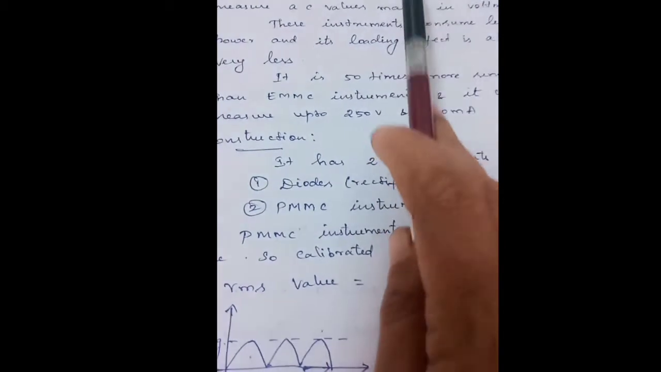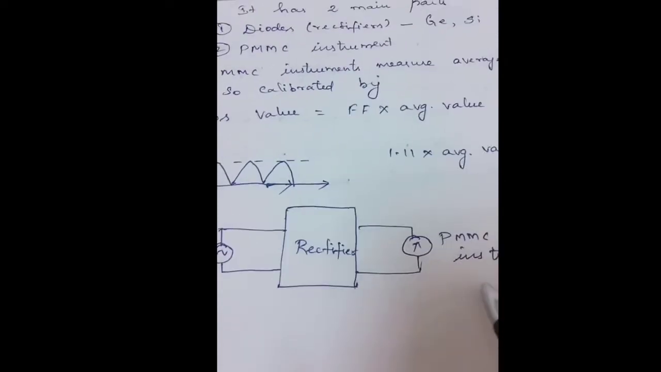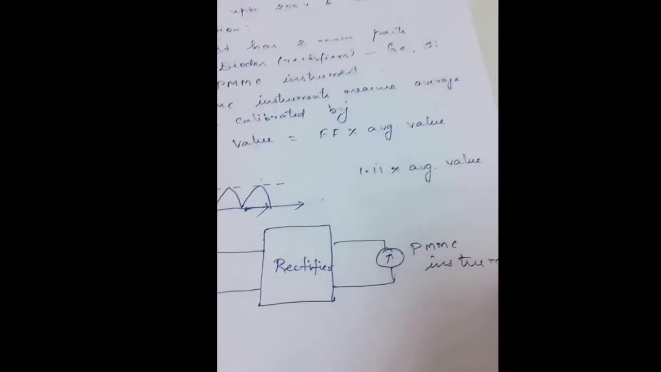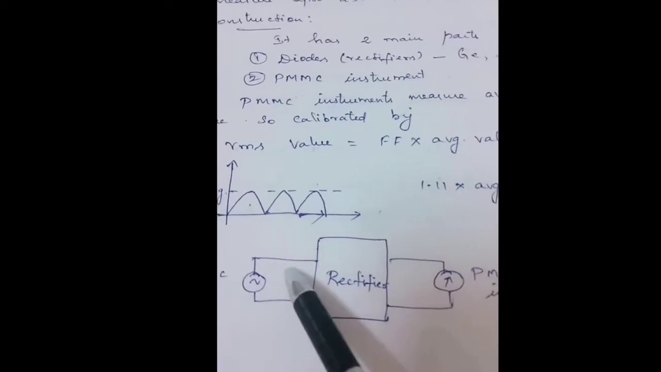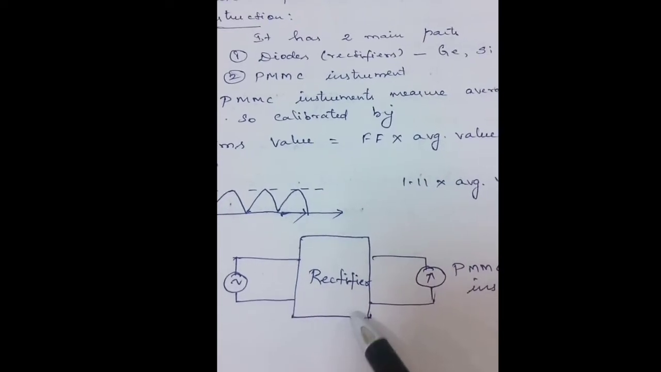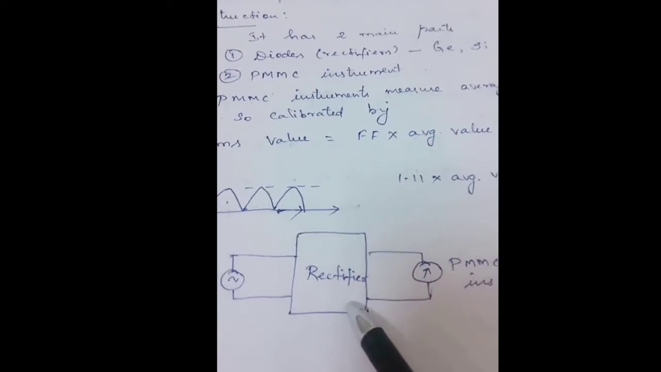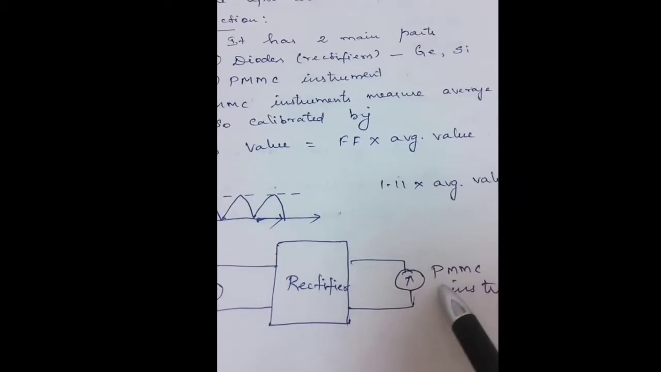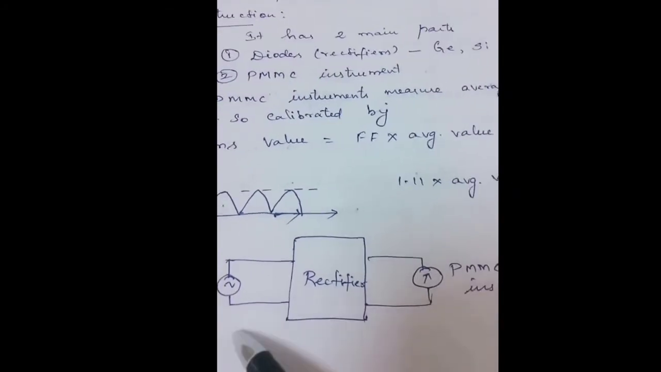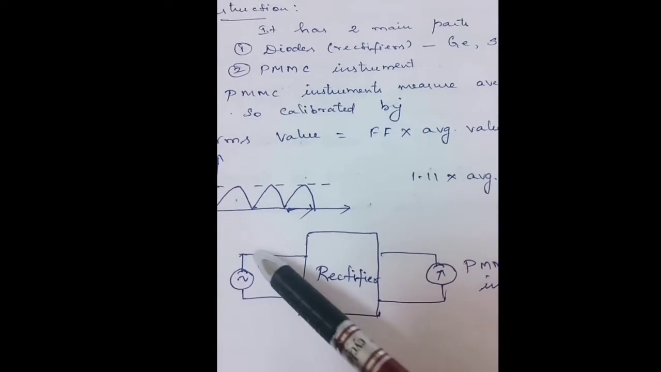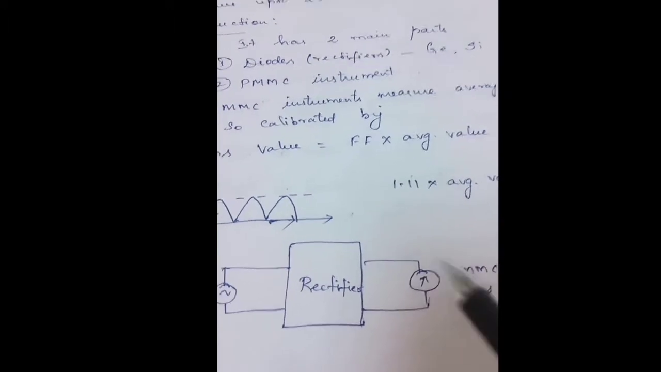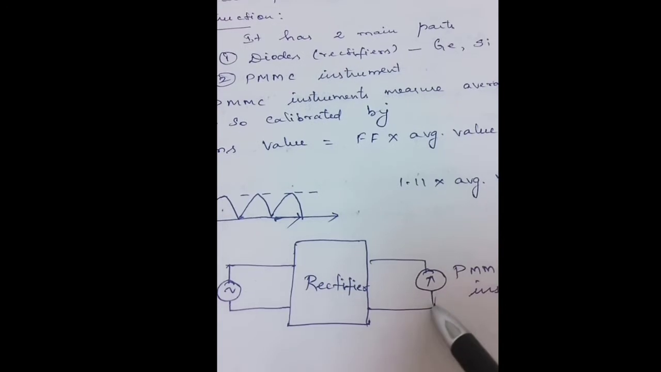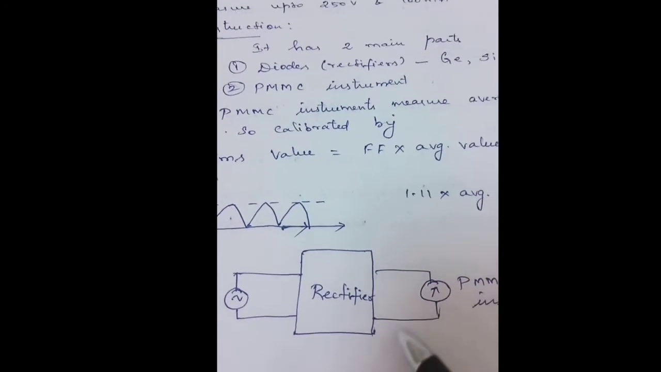The major parts involved in a rectifier type instrument are the rectifier unit and the PMMC instrument for indication purpose. The rectifier unit converts the AC input into unidirectional DC, and that DC source operates the PMMC instrument. So whatever AC input we apply here can be indicated by using the PMMC instrument. That's the constructional feature of this PMMC rectifier type instrument.